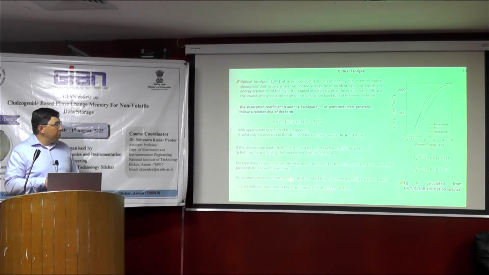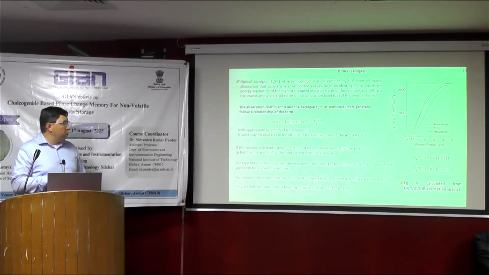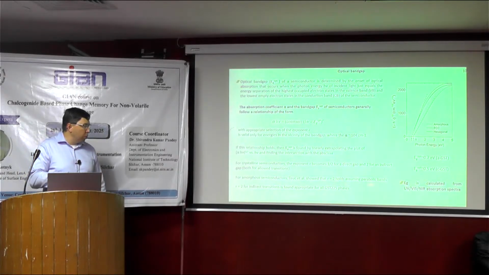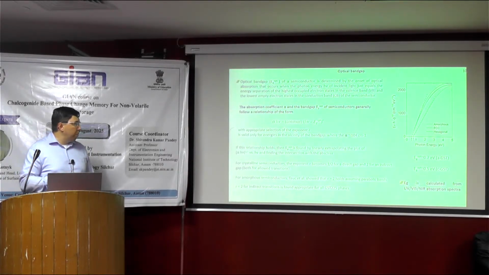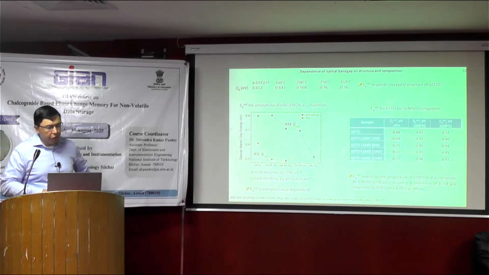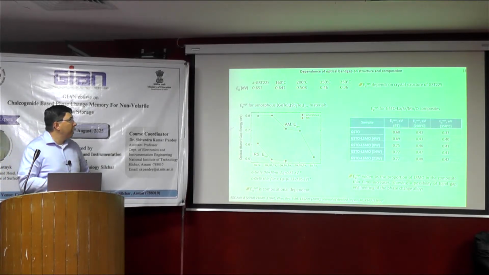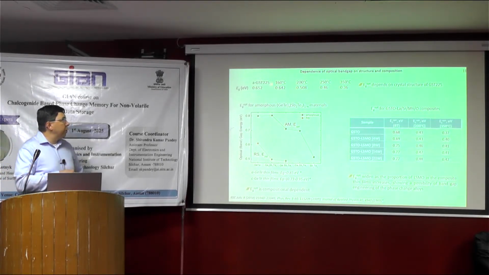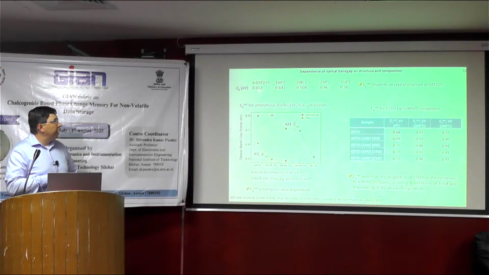And for amorphous semiconductors, Tauc showed that R equals 2 for holes, assuming parabolic bands. So now let us look at the properties of different phases of phase change materials. For standard GST225, the band gap in the amorphous state is about 0.7 electron volt.